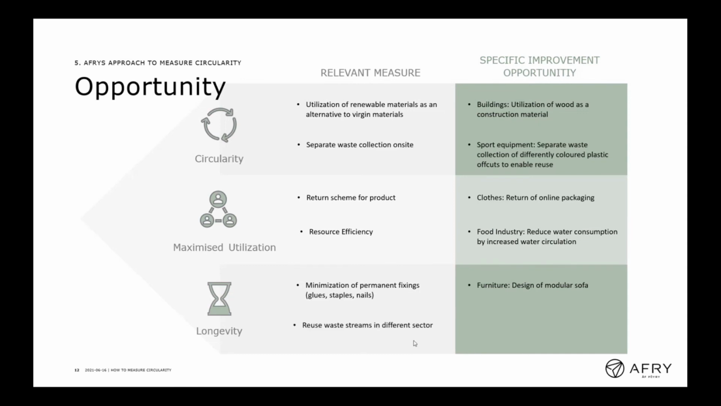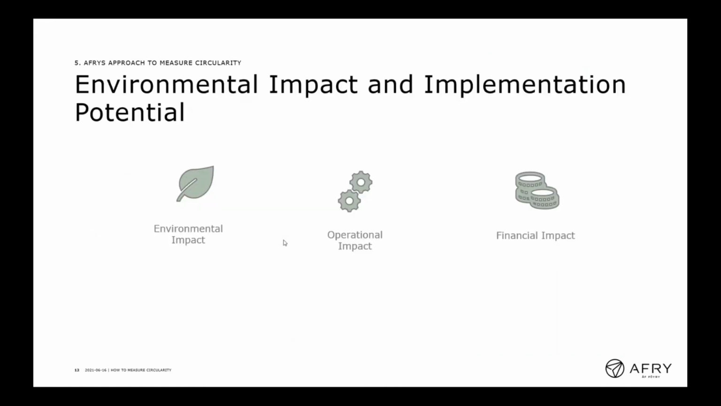Then reuse waste streams in different sectors. We are working a lot with the pulp industry in AFRY, and there we looked into a way how you can recover and reuse potassium and phosphorus. Overall, these examples are just to show you that each of these relevant measures can be translated into a specific improvement opportunity for your company.